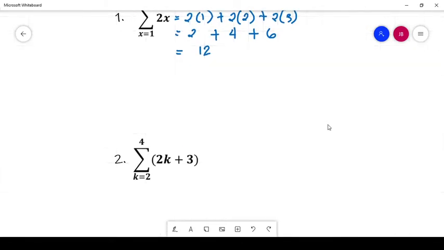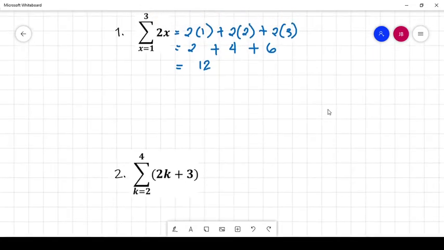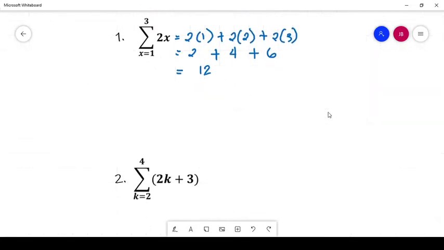Let's proceed to example number 2. By the way, I want you to observe the series that we have right now. For example number 1, we have 2 plus 4 plus 6. Observe it. As you can see, it is an example of an arithmetic series because they have a common difference, and that is 2. Okay?